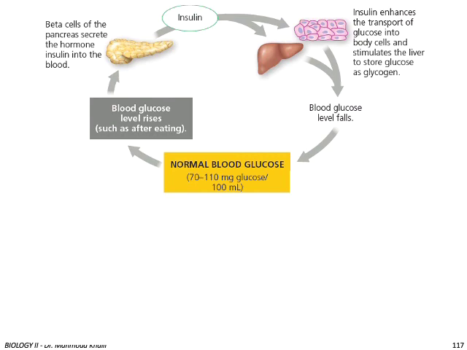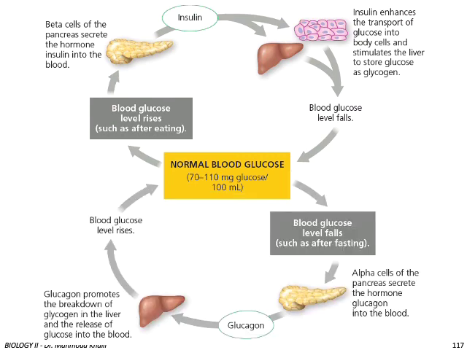What happens if the opposite occurs? If the blood glucose level falls, such as after fasting, the alpha cells of the pancreas secrete another hormone called glucagon, and glucagon has an antagonistic effect to insulin. Glucagon will promote the breakdown of glycogen in the liver to release glucose into the blood, and this will raise the glucose level again to reach the normal level of glucose.